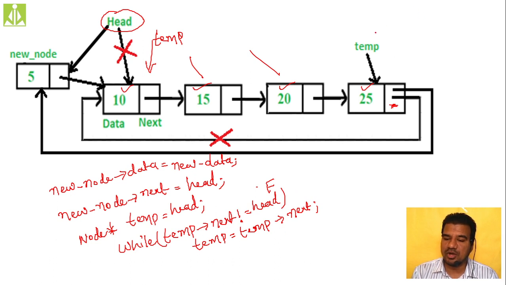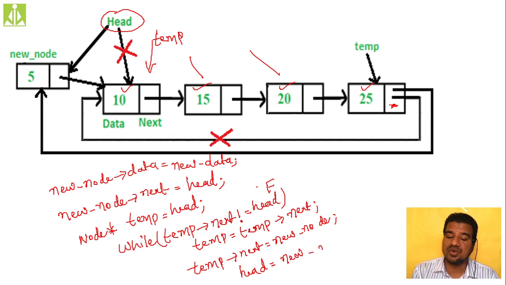So when your temporary pointer is standing over here, now what do you have to do? Make temp of next as new node, new underscore node, and after this what do we have to do? Make the new node as head. So head equals new node. Head equals new node. So these sorts of corrections you have to do.